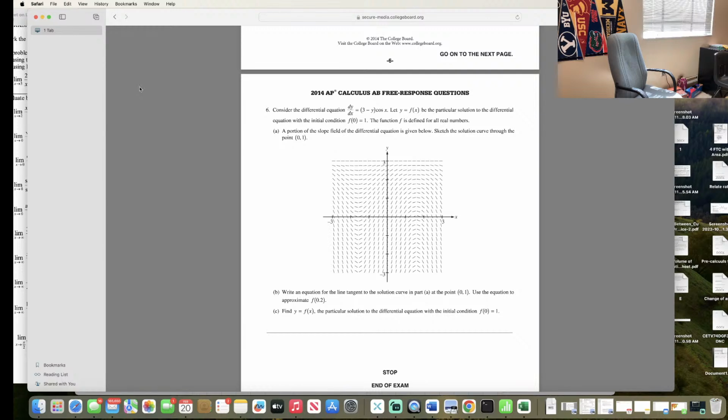Bro, I swear microwaves don't work in any classroom. Is it plugged in? Yeah, I don't know. Like, it doesn't work anywhere.